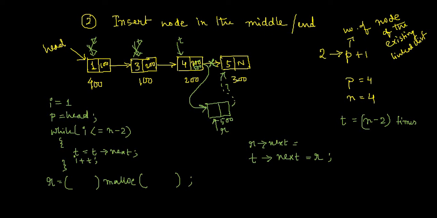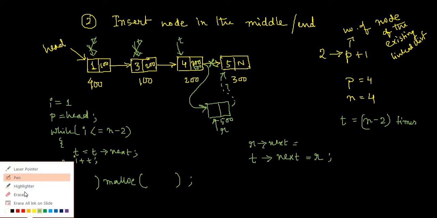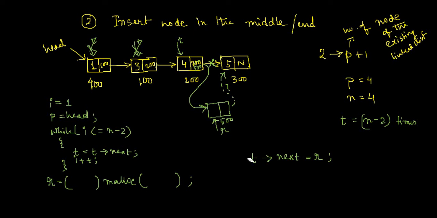But how will I get 300? I don't have any pointer that is pointing here. So I must need a pointer, right? So if I write a little bit clearly, I can take one more pointer T1. If I write in a very simple way, T1 can be written as T next. Fine. So now this is pointed by T1. And then you can write R next equal to T1. So that means this connection has been established perfectly.